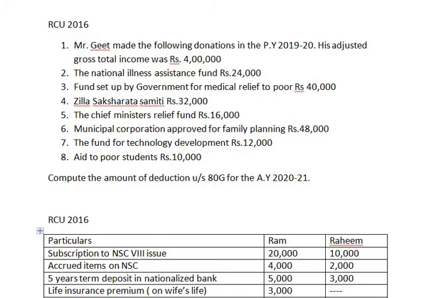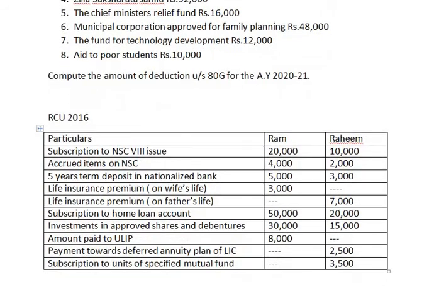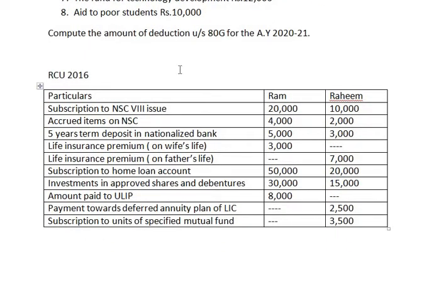Coming to the next, this is the question which I think appeared under section B, and the previous question under section C. And the question is, Ram and Rahim have contributed their amounts in section 80C. You are asked to compute deduction under section 80C. And the information is subscription to NSC 8th issue 20,000 and 10,000.